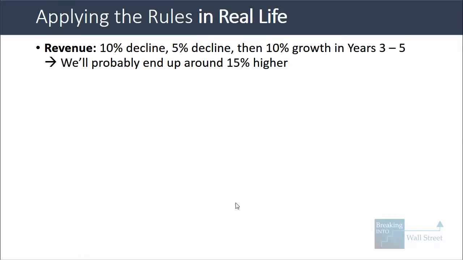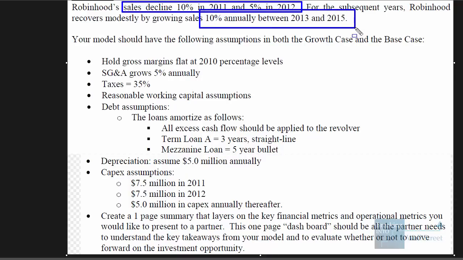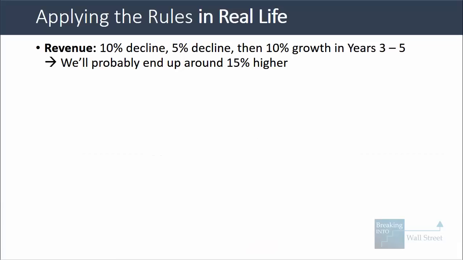Now, for the revenue here, we're given a few assumptions. They say that sales should decline by 10% and 5%, and then after that, they should grow by about 10% annually. What this means is that we will probably end up with some number that is higher, but not as high as we might expect because of those declines in the beginning. We can estimate this and say that we'll end up around 15% higher. Normally, if we had 10% growth, we would end up quite a bit higher over 3 years, but we have those declines in the beginning, and so we're starting from a much lower base. We're saying about 15% higher here.